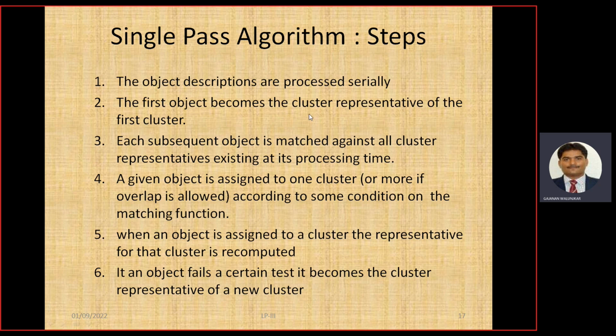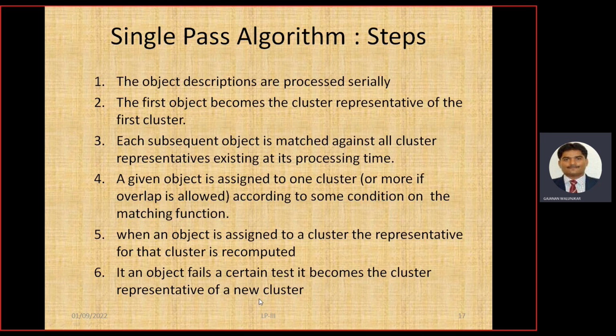The first object becomes the cluster representative of the first cluster. Each subsequent object is matched against all cluster representatives existing at its processing time. A given object is assigned to one cluster according to some condition of the matching function. When an object is assigned to a cluster, the representative for that cluster is recomputed. If an object fails a certain test, it becomes the cluster representative of a new cluster.